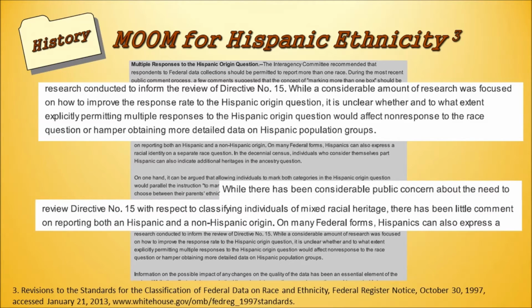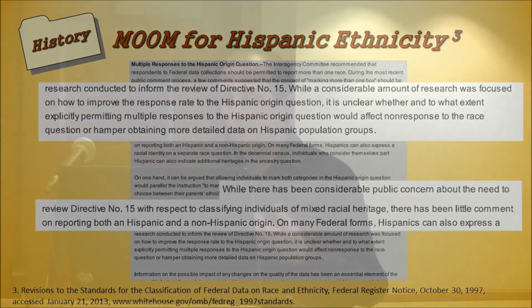The second point that they made: while there has been considerable public concern about classifying people of mixed racial heritage, there has been little comment on reporting both a Hispanic and non-Hispanic origin. In other words, during their open comment period on these issues, they didn't receive enough comments to warrant seriously considering changing the question. Or to put it simply, they didn't think people cared enough about this issue to do anything about it. Of course, one may ask, how do people know that a comment period exists and that they should be submitting their comments? Well, the answer is it's the job of community organizations such as MASK and others to take this message to the people and motivate them to respond.